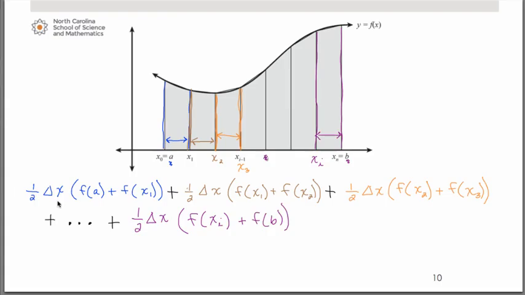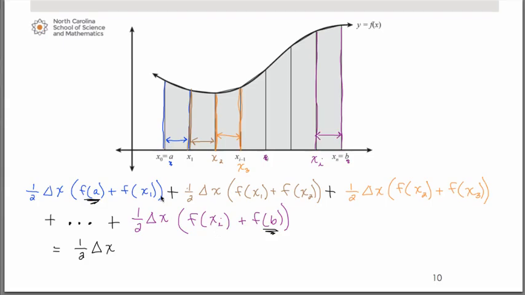Let's try to simplify this. You'll notice we have 1/2 delta x in each of these, so let's factor that out as a greatest common factor. And once we do that, notice what we're left with. Except for this f of a and the f of b, notice how each of these other lengths show up twice. For example, we have f of x sub 1 here, but we also have it here. We have f of x sub 2 here, and also here. If we had continued on, in addition to this f of x sub 3, we would have had another one, and we also would have had another f of x sub i.